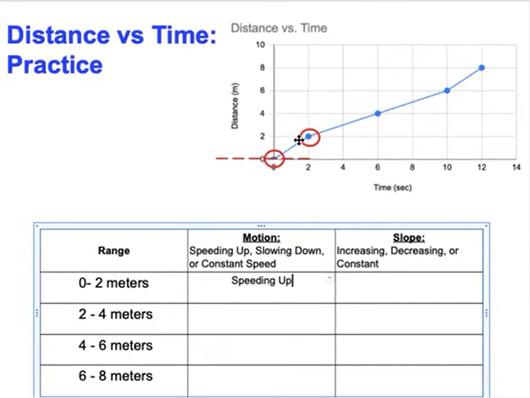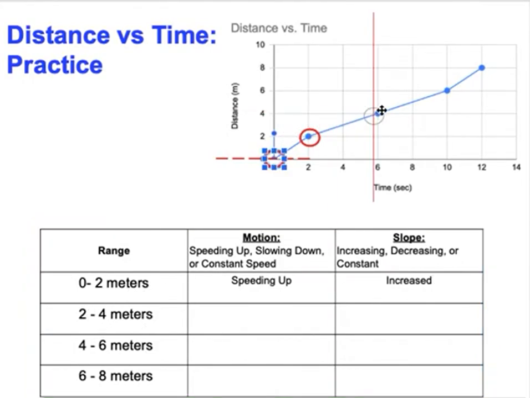Because remember, that graph changed here, okay? So now I'm going to look at it and say, what happened to the slope? Well, if an object sped up, that means that slope increased. All right, now let's look at the next one, which is from 2 to 4 meters. So now I'm going to move my dot here, from 2 to 4 meters. Okay, I'm going to move this away. So now I'm looking at what happened from this dot to this dot. What happened to the speed of the object?